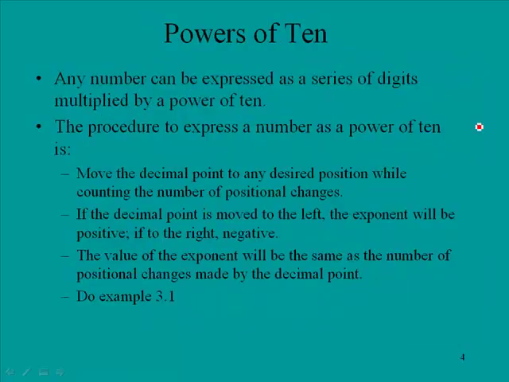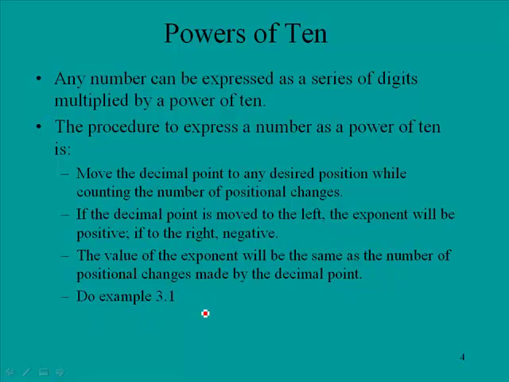Okay, any number can be expressed as a series of digits multiplied by a power of 10. The procedure to express a number as a power of 10 is these three steps here. Move the decimal point to any desired position while counting the number of positional changes. If the decimal point is moved to the left, the exponent will be positive. If to the right, the exponent will be negative. The value of the exponent will be the same as the number of positional changes made by the decimal point.